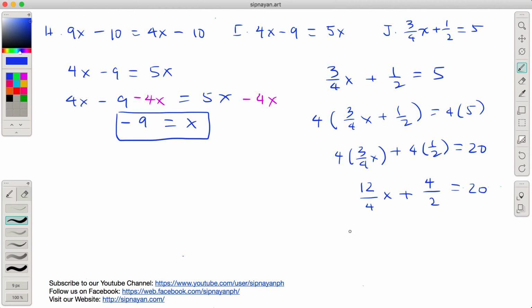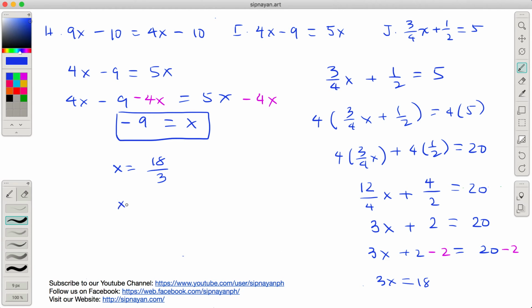Equals 20. So this is 12 divided by 4 is 3 times x. 3x plus 4 divided by 2 is 2. This is equal to 20. And then when we subtract 2 from both sides, 3x plus 2, 20 minus 2. Minus 2 din dito sa left-hand side. And then 3x equals 18. And x equals 18 over 3 by dividing both sides by 3, which means that x equals 6, no? So, ganyan yan.